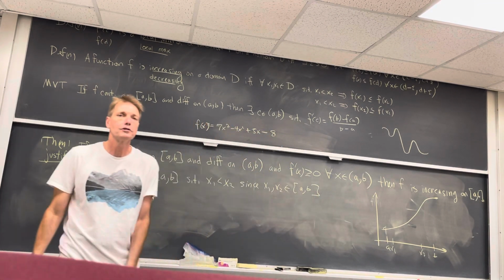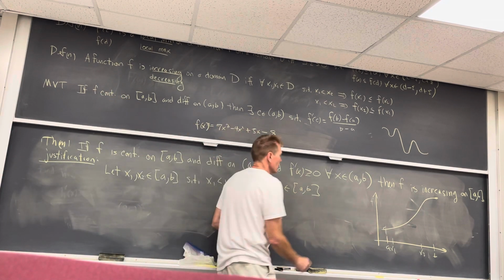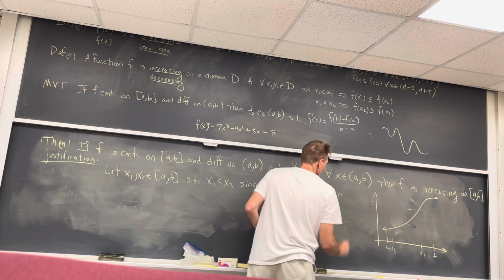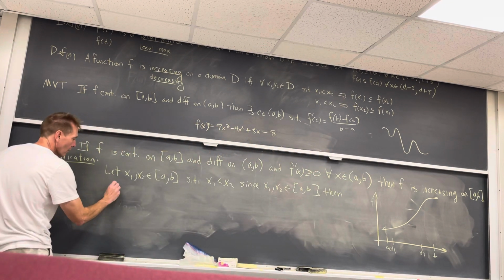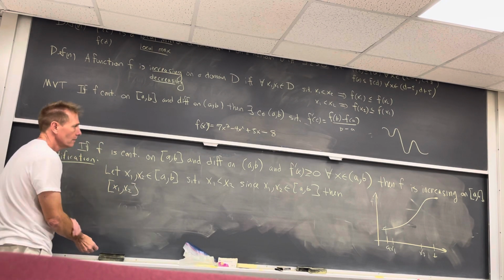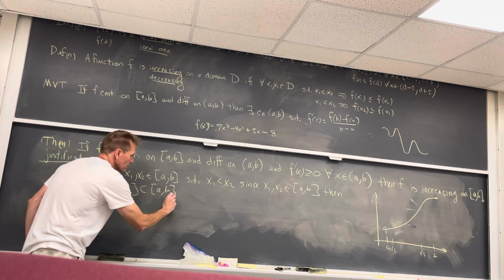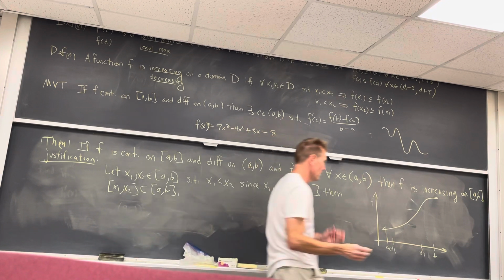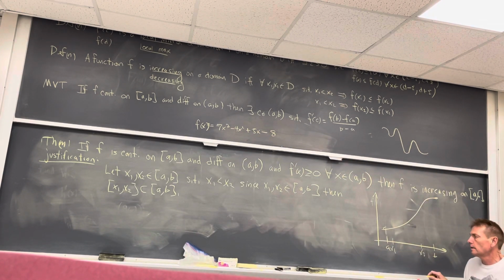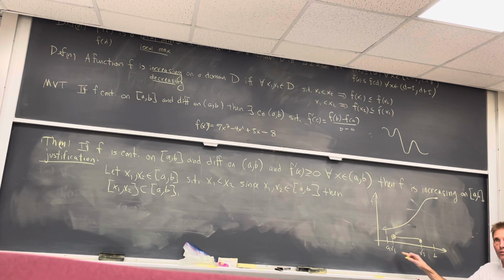Well, since x1 and x2 are in the interval AB, then it does logically follow that the closed interval x1, x2 is then a subset of the closed interval AB. And you can see it right here, just in our picture, okay? We've got our closed interval AB. Well, this closed interval is a subset of this.